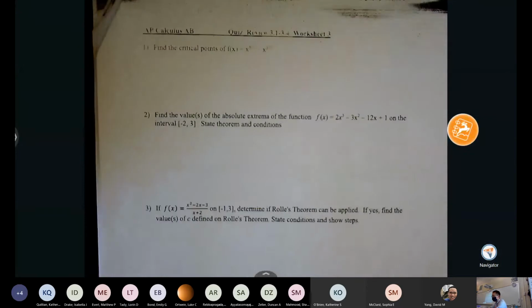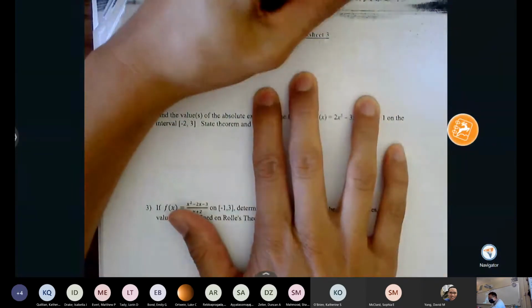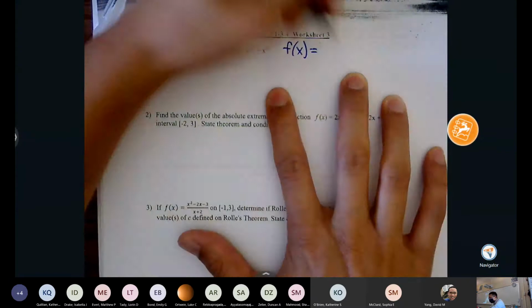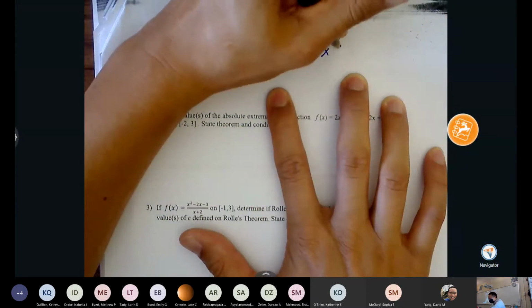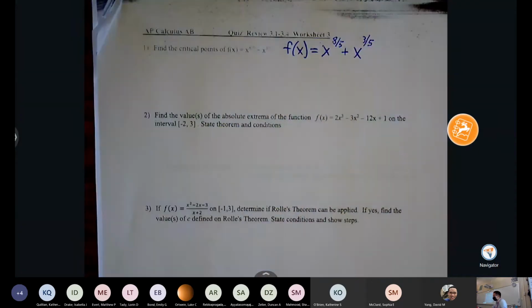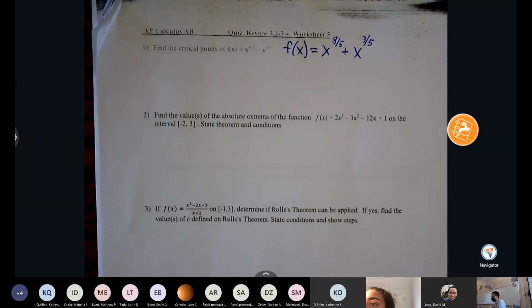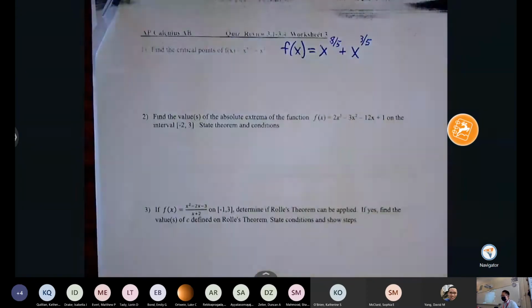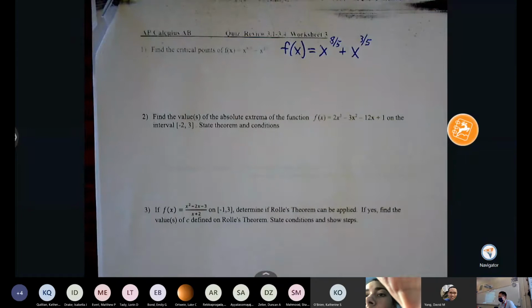Number 1, find the critical points. If you don't have this sheet, I'm going to just highlight, make it easier to read here. Okay, so let's talk about number 1 here. Number 1 says, find the critical points. So can you guys highlight what steps you would take if you were just finding critical points?